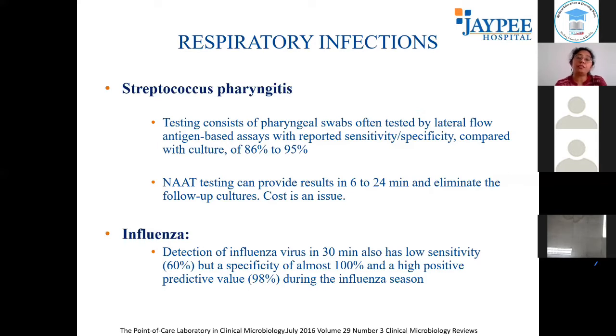Then coming to respiratory infections, I gave you an example of Streptococcus pyogenes infection. Here, if you look at it, the sensitivity and specificity when compared to culture were 86 to 95%. But somehow in India, this has not picked up because of cost reasons. Empirical antibiotics are cheaper. Most of these antigen-based assays have been slightly on the expensive side, and most of the institutes probably don't use this.